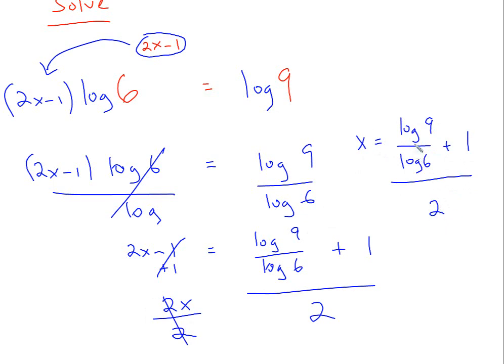Okay, and then what you would do is you would calculate this in a calculator to actually get a final answer. So if you were to actually calculate this in a calculator, you would end up with x is equal to 1.1131. Remember, we're always going to round to 4 decimals.